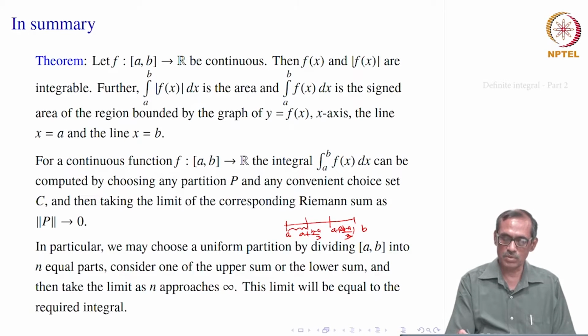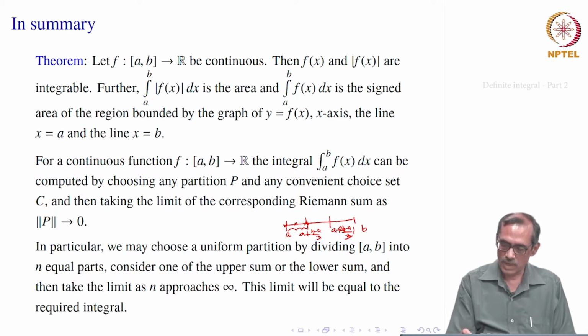So, then you can choose any choice point, maybe the left side, that a itself can be a choice point C 1, or maybe the right one, which is x I equal to C I. Those things we have the choice to make. Anything convenient we can take, provided the function is integrable. So, its limit also will be the same, that is why this happens.